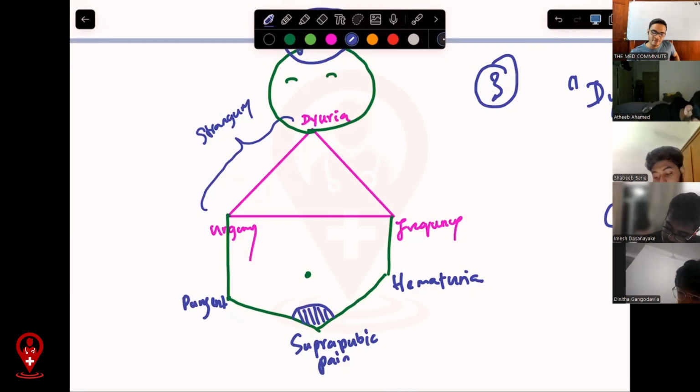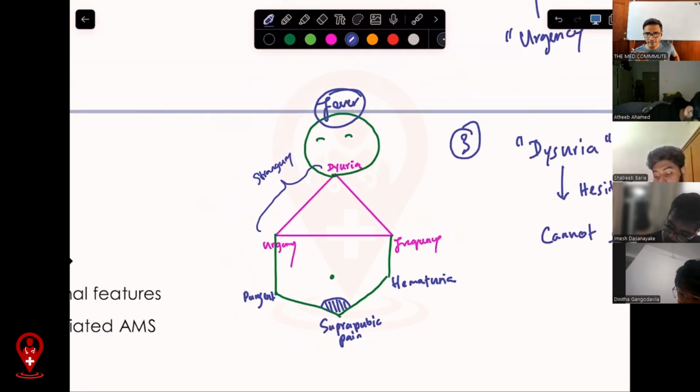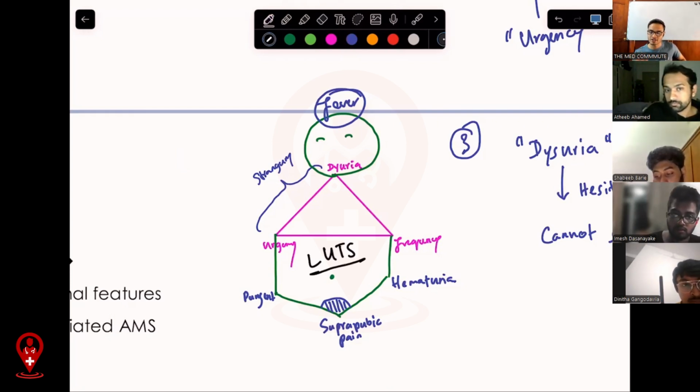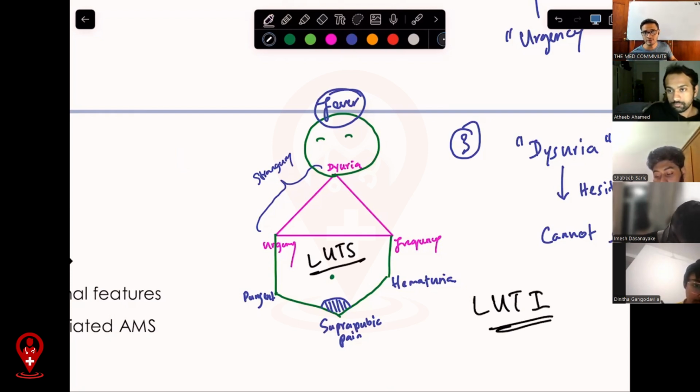These symptoms, all of these together, the primary cardinal features plus these other features that we drew, these are what we call, guys, LUTS, lower urinary tract symptoms. So these you see in a patient with a lower urinary tract infection, lower UTI. What is our lower UTI? Bladder and below.